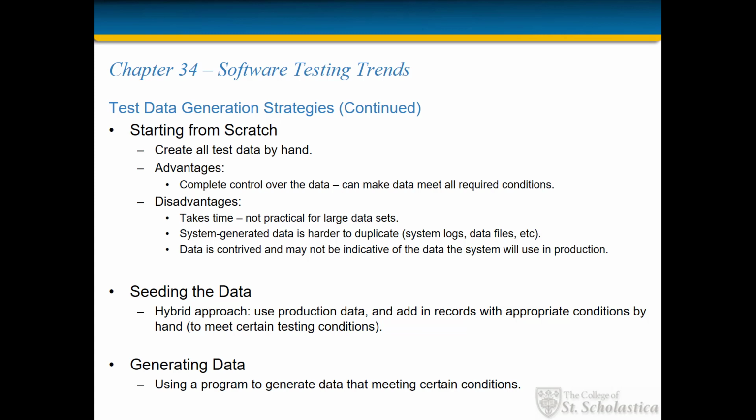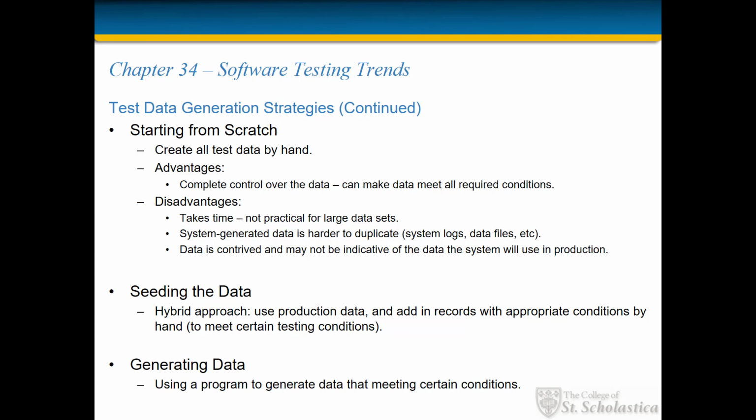System generated data is harder to duplicate. A lot of systems, especially if you need to communicate with other systems, are generating files, generating system logs. That can be hard to type out by hand, and you probably don't want to type that out by hand. So it can be hard to hand generate those types of things.